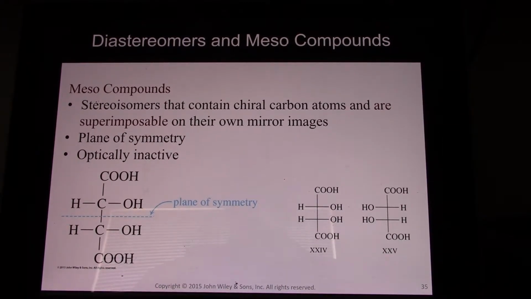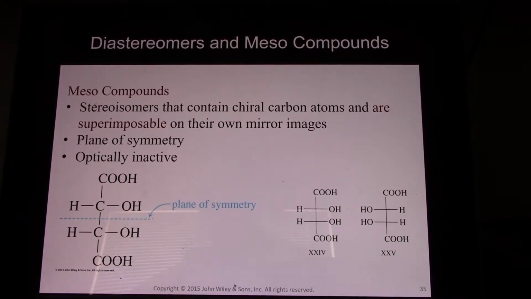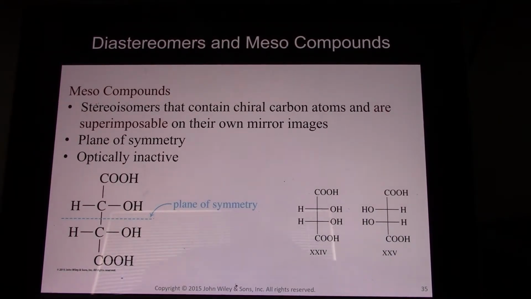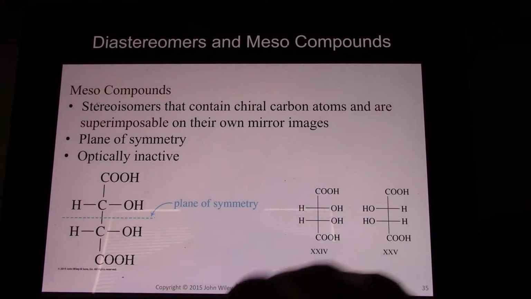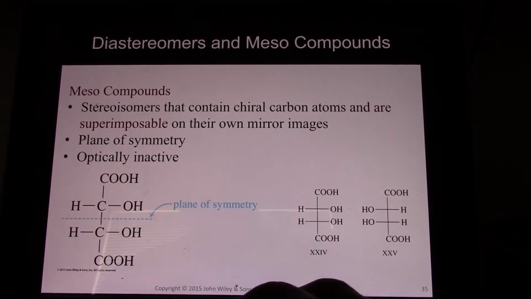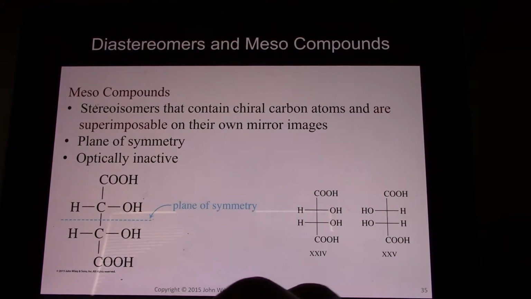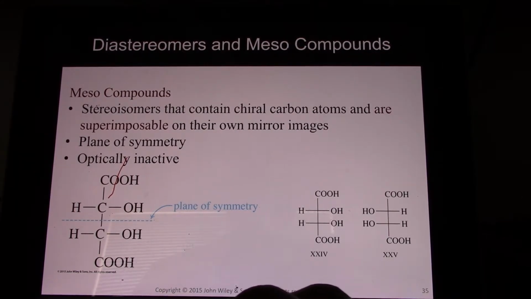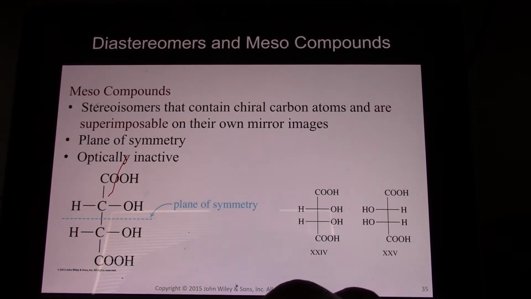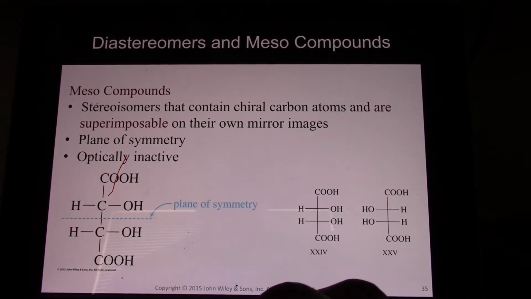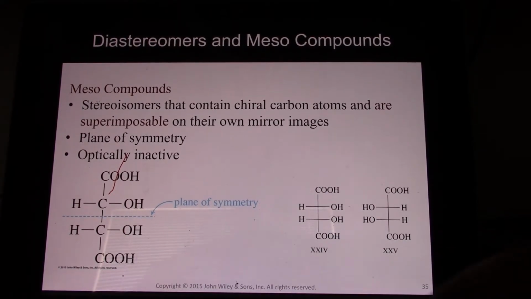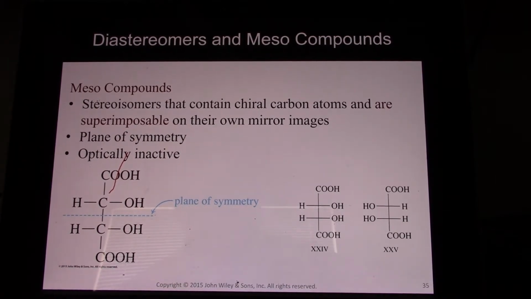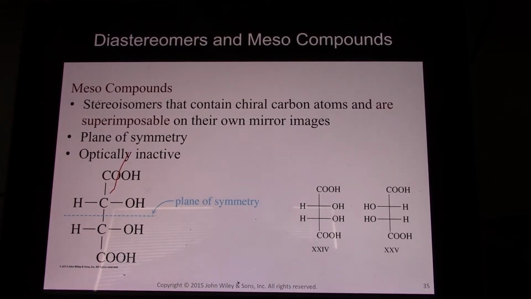A meso compound is a stereoisomer that contains chiral carbon atoms but is superimposable on its own mirror image. And so here, you have 2 chiral carbons. This carbon is attached to a hydrogen, an OH, a carboxylic acid, and then this big group down here. And this carbon is attached to a hydrogen, a hydroxyl group, a carboxylic acid, and this big group. However, because there's a plane of symmetry through the middle of it, it's not optically active. It is not active at all, and it is a meso compound.